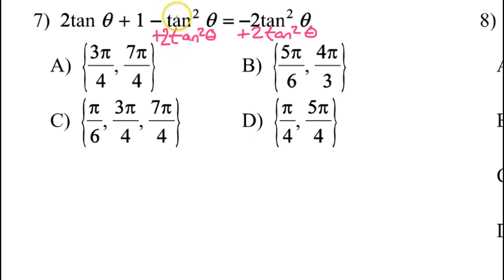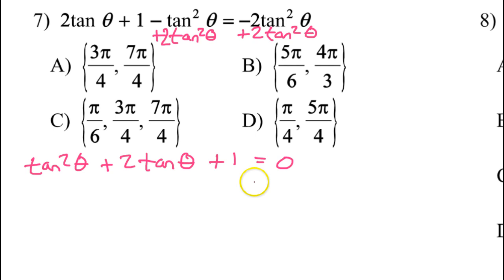So combining these like terms, that will give me tangent squared theta, which will go first. So I'll have tangent squared theta plus 2 tangent theta plus 1 is equal to 0. Alright, this is probably factorable, so let's give that a try.